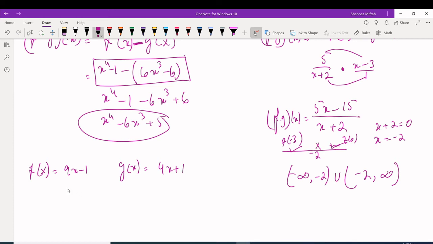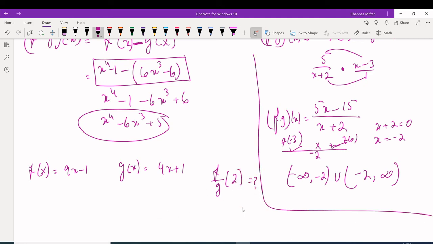So the question is asking find f of x over g of x. Let me change that. f over g of x means I'm looking for 2. So they are asking to find that. So what I'm doing, I'm going to rewrite this as f of 2 over g of 2 and plug in 2 for f.